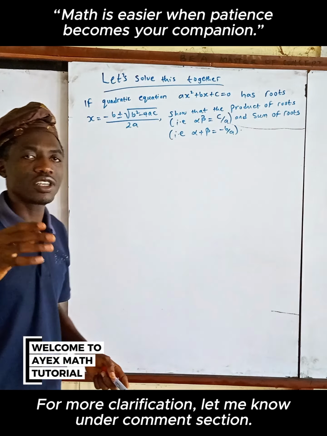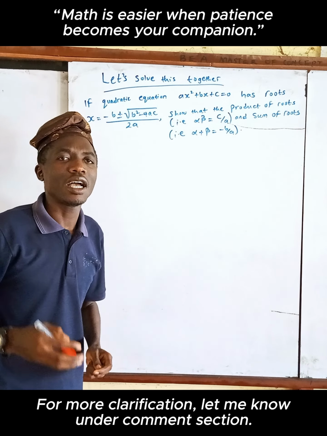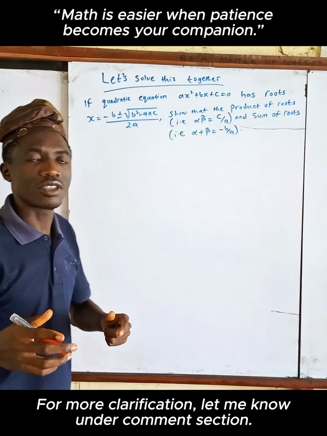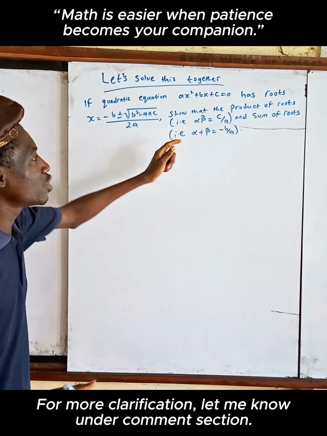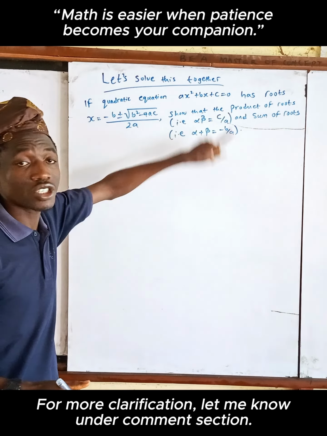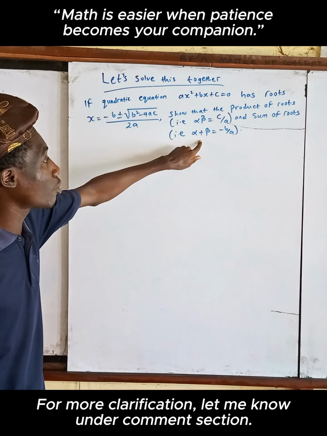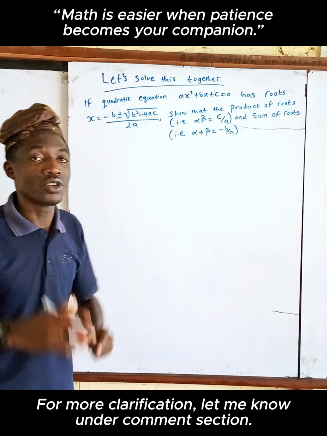But today, what we really want to look at is this aspect of quadratic equations where at times they will ask us to find the product and sum of roots of a given expression. How do we prove why we say that the product of the roots will give us c over a, and the sum of the roots will give us minus b over a? That's what we want to prove today.